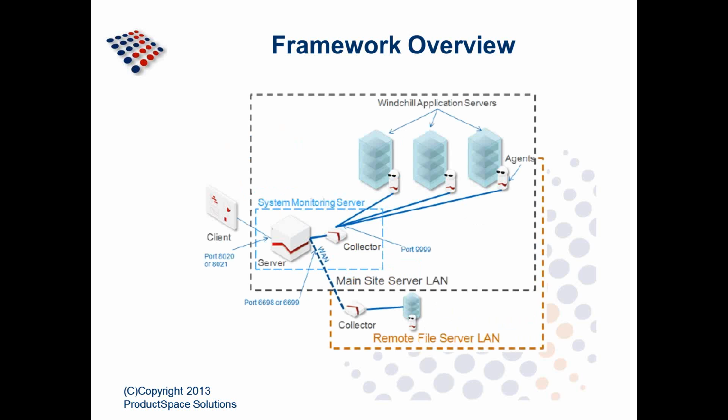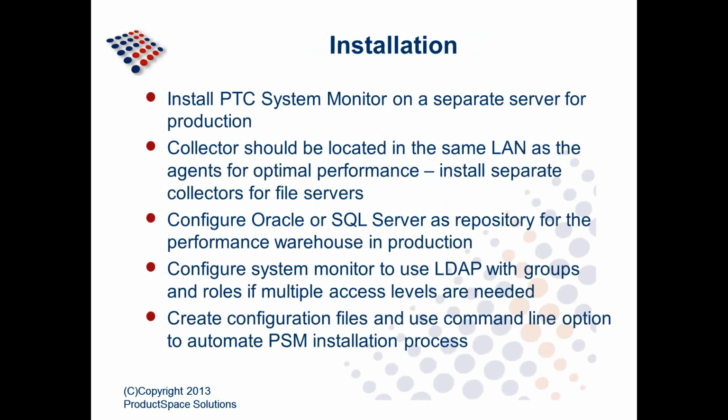Another view of the framework, one of the key things is the collector and the agent have a lot of communication between them. So you need to make sure the collector and agent reside within a single local area network. So if you have multiple Windchill servers in geographically dispersed locations, you would want to have a collector and an agent in each of those locations, and all of them could in turn be talking to a single server which would aggregate all the information and display it in a single dashboard. So here are some notes on installation.